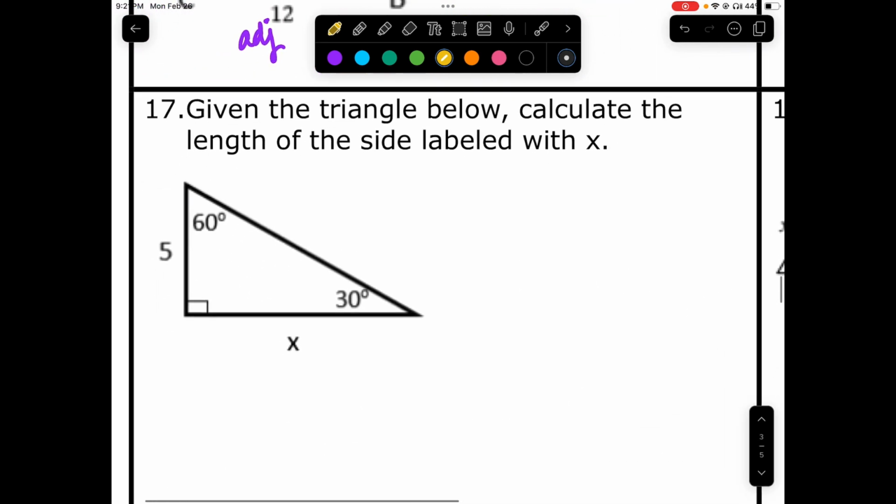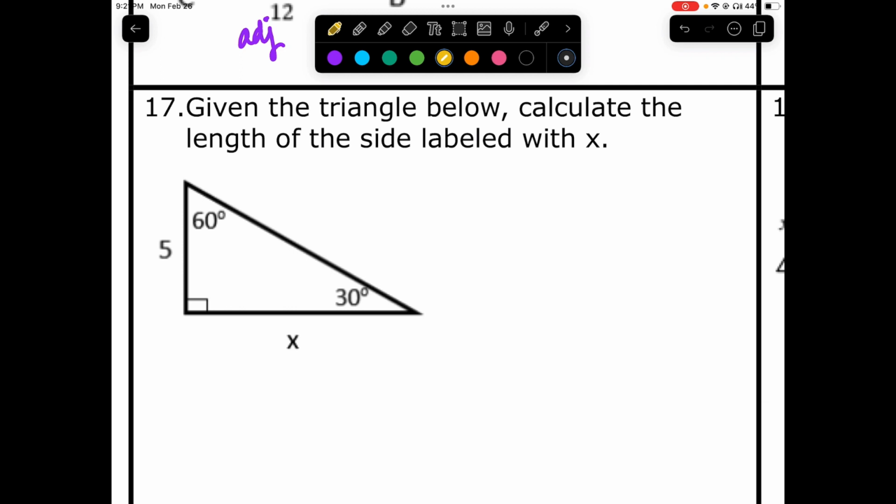And number 17. Given the triangle below, calculate the length of the side labeled with x. Okay. Now we got a 30, 60, 90 triangle. This is the special right triangle. Yes, you could use trig, but I'm not going to do that because it takes longer, and I taught you these rules, so you should have them in your notes.